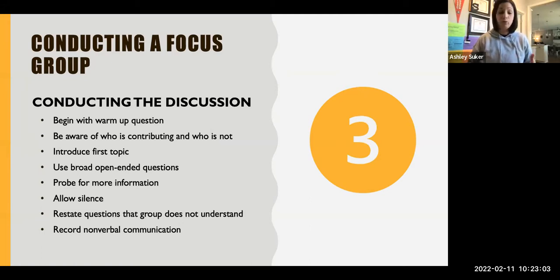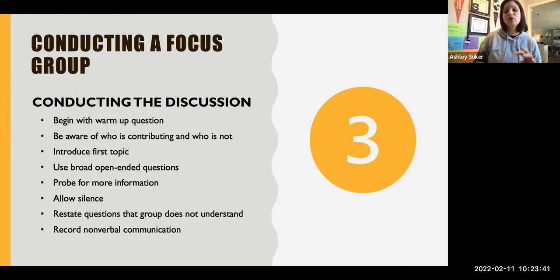So you'll begin with some kind of warm-up question that is related to the topic, but not necessarily your main topic. You need to be aware of who's contributing and who's not. So do you have one person that's dominating the conversation, one person that's never spoken? What can you do to draw that one person into the conversation? And what can you do not to stifle, but to give the other person a chance to just hush for a bit so others can talk? You need to use broad, open-ended questions. Yes or no questions are not good in a focus group because it will end really quickly and it doesn't allow you to probe for more information.